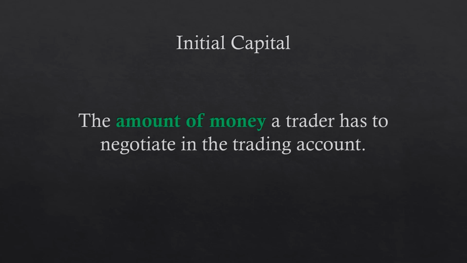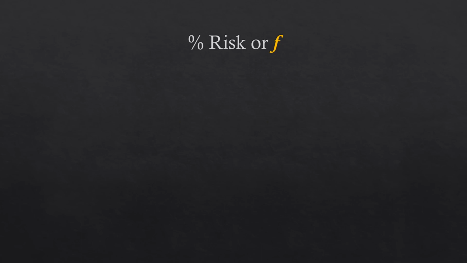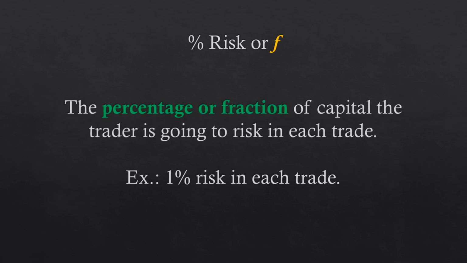Initial capital is simply the amount of money you have to trade. So if your trading account has $10,000, that's your initial capital. That's all there is to it. The second parameter is the percentage risk, or the F. This is the percentage of capital or the fraction of capital that you are going to risk in every trade. For example, the trader can decide to risk 1% of his initial capital in every trade.